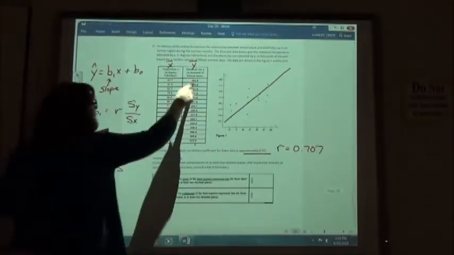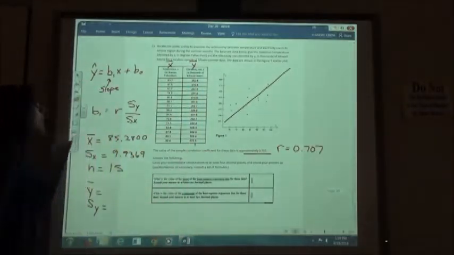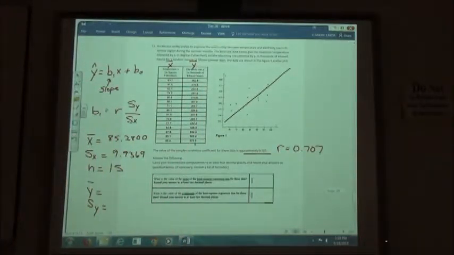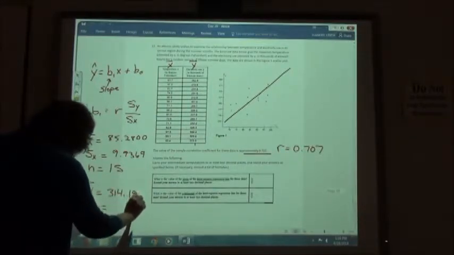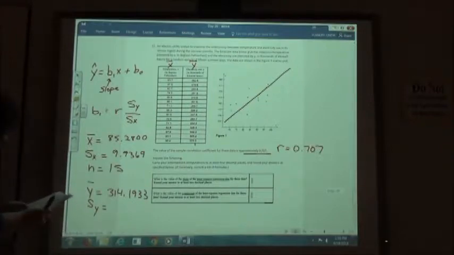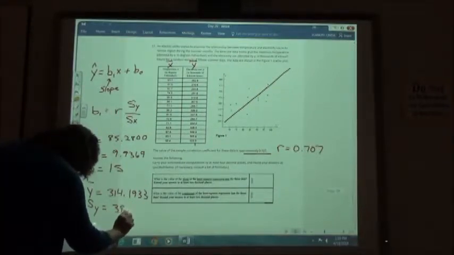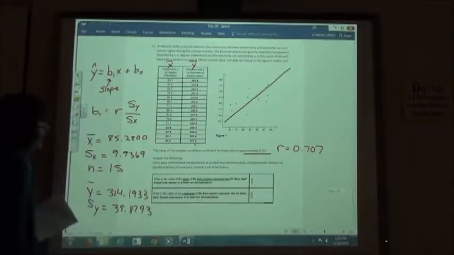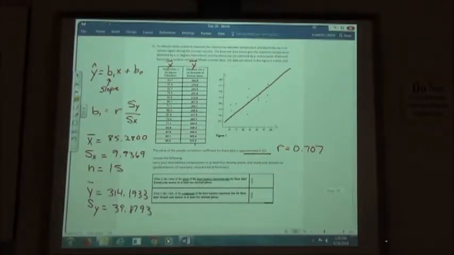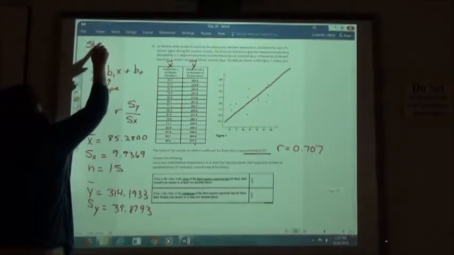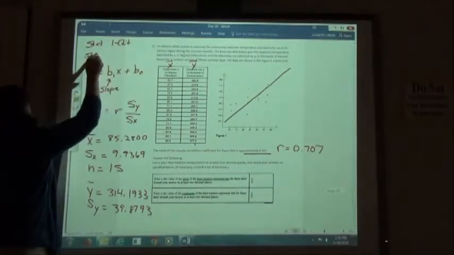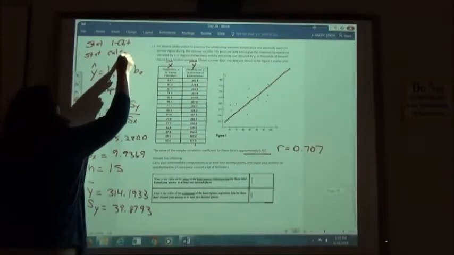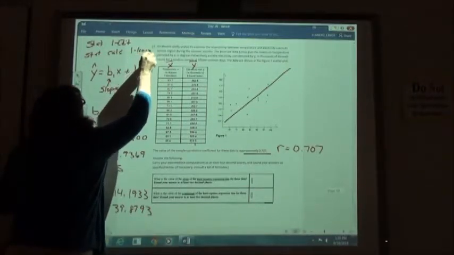Then I did my data in my second column, my y column. If I do my data in my y column, I'm going to have a mean of 314.1933. I'm going to have a standard deviation of 39.8793. So put those in your calculator in the stat function in your list. Calculate that out. Again, you do stat and 1 to edit to put your list in, and then stat and go to calc and 1 for the 1 variable statistics.